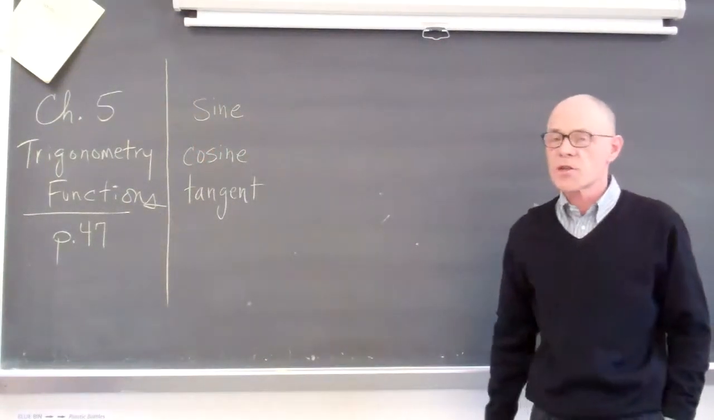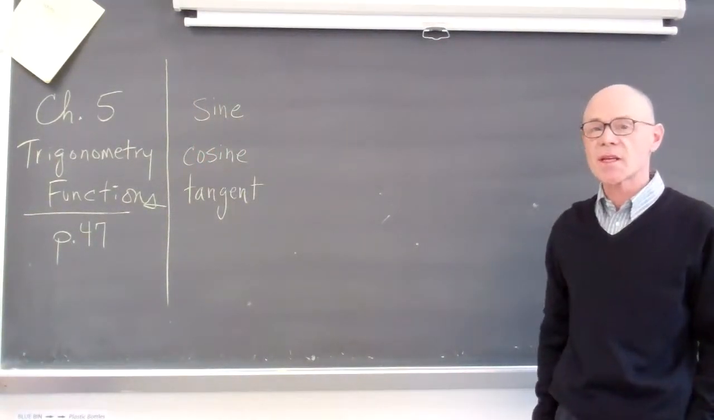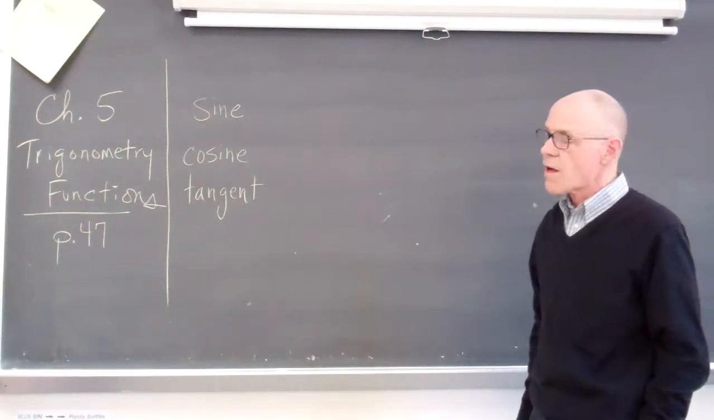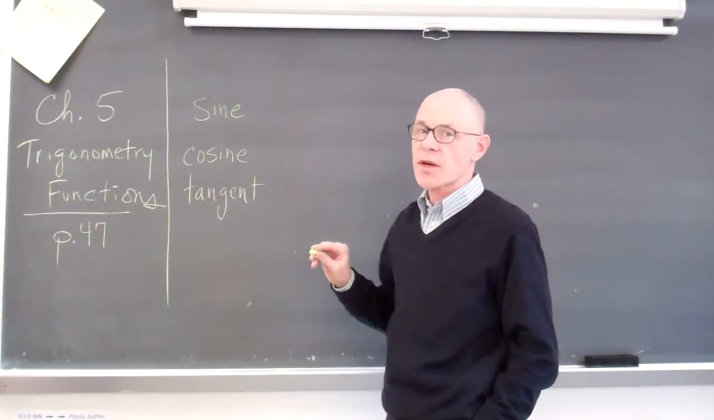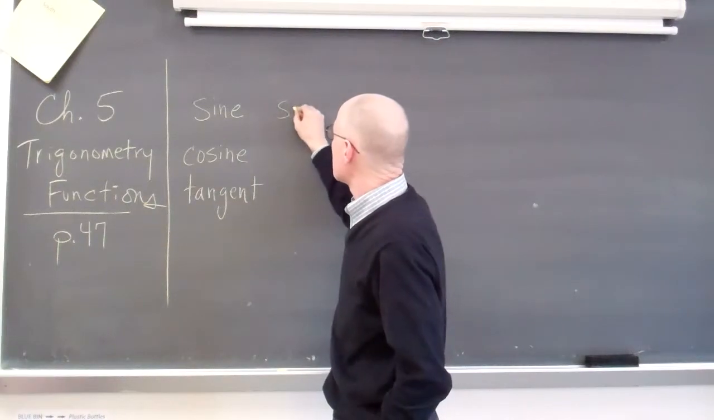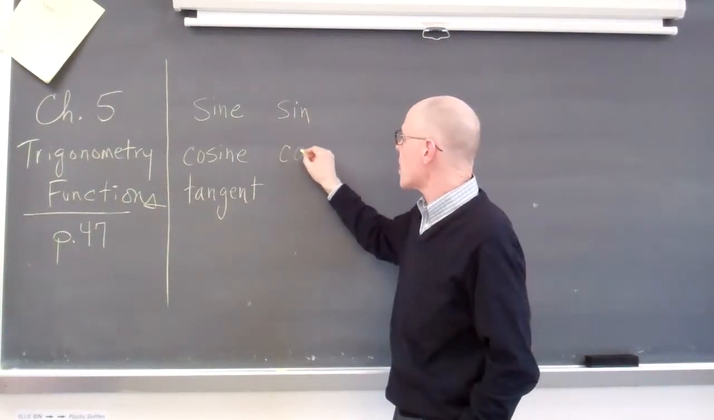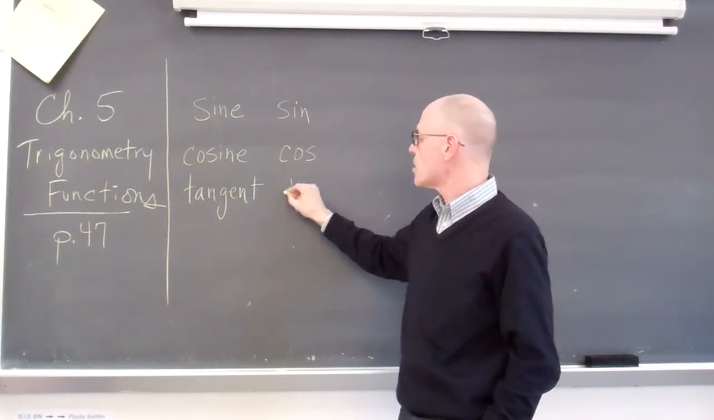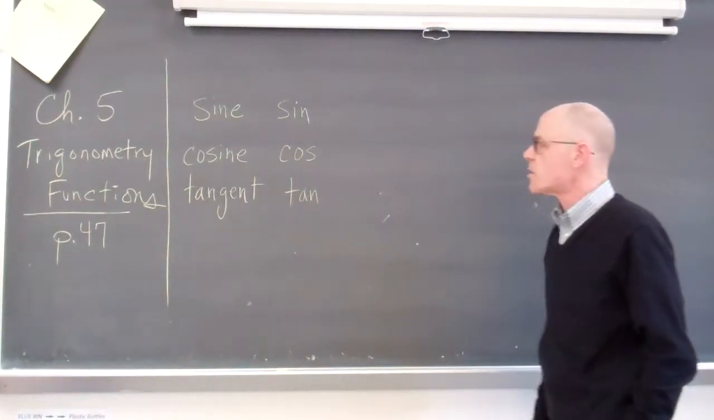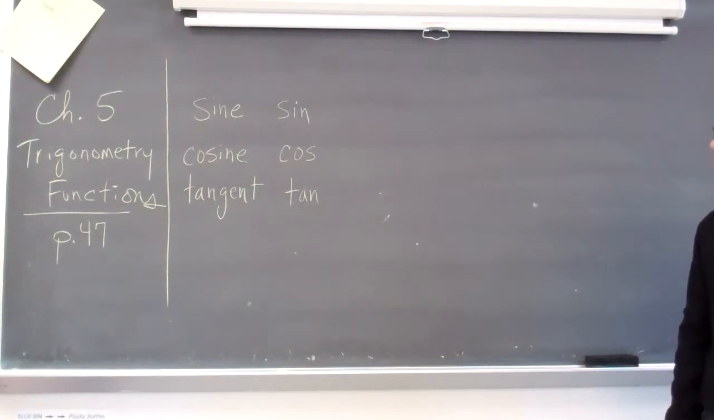Those 3 functions are sine, cosine, and tangent. You'll often see them abbreviated. For instance, on your calculator, sine will be shown as sin, cosine as cos, and tangent as tan.